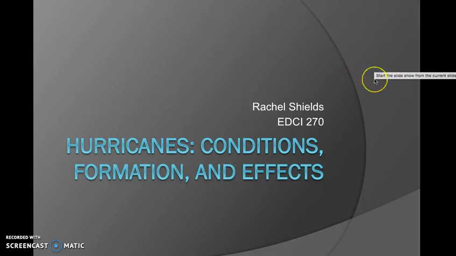So today I'm going to talk about hurricanes, how they form, what conditions are needed for hurricanes to form, and some of the potential effects that hurricanes can have.